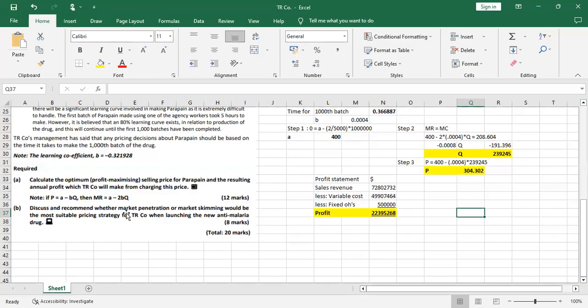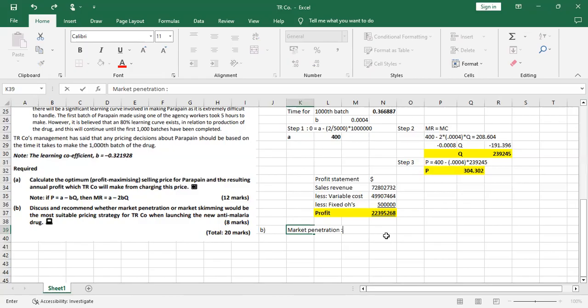First, you need to understand market penetration, or it is alternatively called price penetration. Market penetration or price penetration means whenever you are launching a product for the first time in the market, you are determining the lowest possible price of the product. Why are you determining the lowest possible price? Because you want to penetrate your product in the market. You want to increase the market share of your product. That is why you are charging a low price.